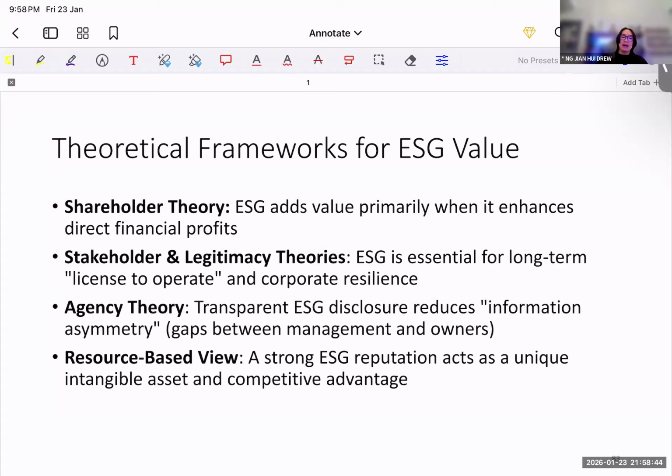Last but not least, just want to mention the resource-based view. And what this means is that ESG can be a competitive advantage, right? And this is something I hope you can link back to your Porter's 5. So in case you're doing a Porter's 5 or you're trying to talk about competitive advantage, try to think if the company has certain ESG related competitive advantage in that sector, because it will be a very strong point to drive your industry analysis.